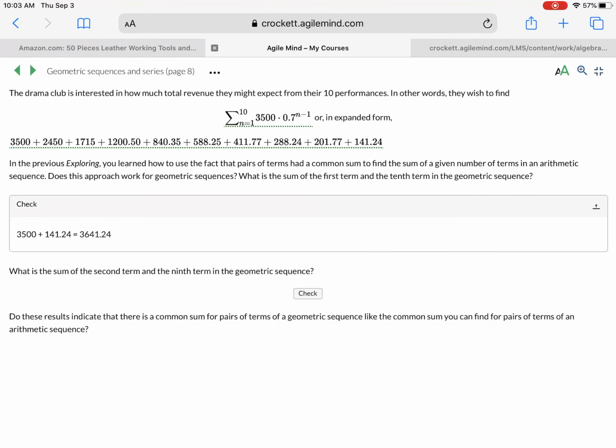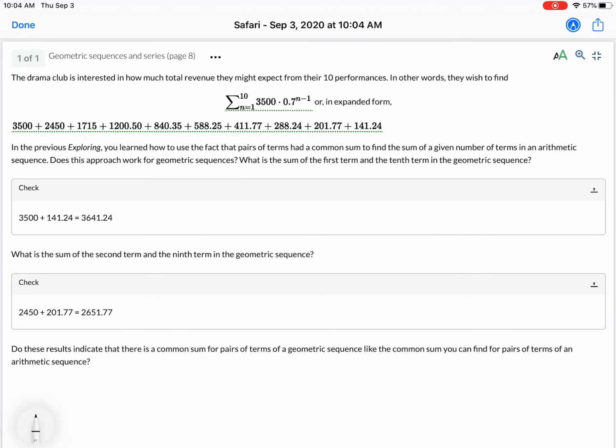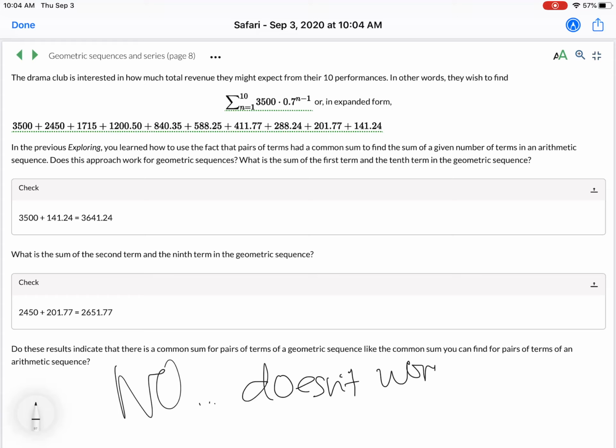So I'm going to delete this part so we can check our work. All right, so there it is. All it's showing us is the sum. Shows us this, and then it says at the bottom, do these results indicate that there is a common sum for pairs of terms of a geometric sequence, like the common sum you can find for pairs of terms of an arithmetic sequence? The answer is no. It doesn't work for geometric. Okay? Only for arithmetic.